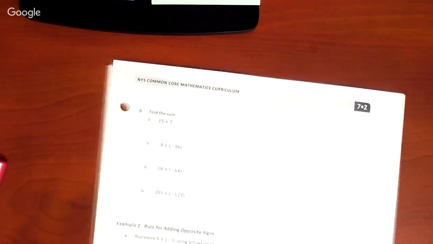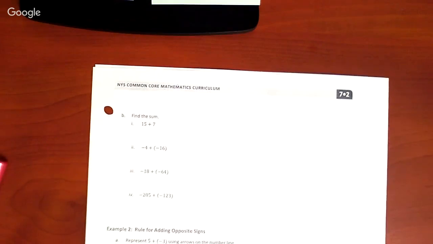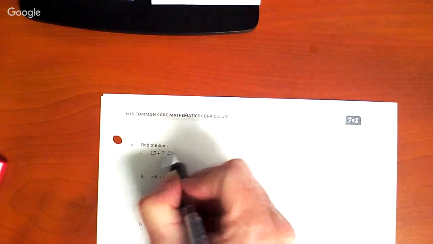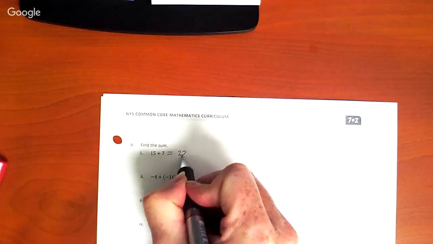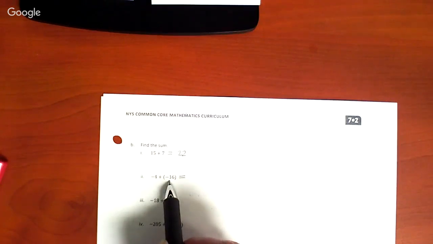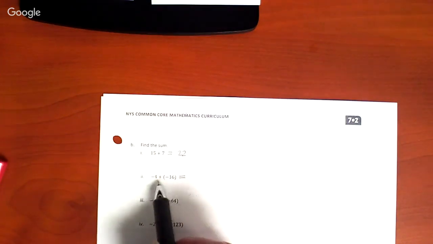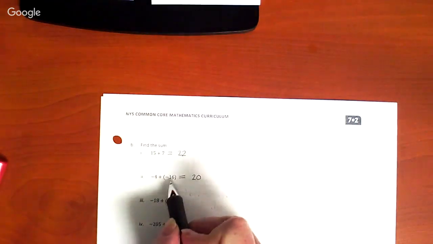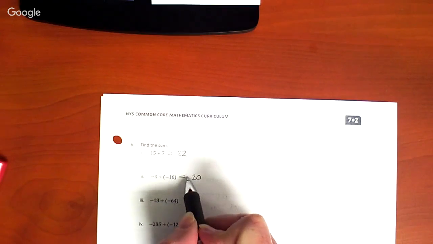Okay, next, we're almost done. So let's find our sum here. 15 plus 7, our signs are the same, so we're going to add them. 15 and 7 is 22. 15 is larger, its sign's positive, so is my answer. Here I have the same sign, so I'm going to add my numbers. 16 and 4 is 20. 16 is larger, its sign is negative, so is my answer.